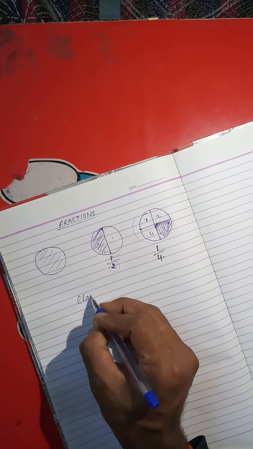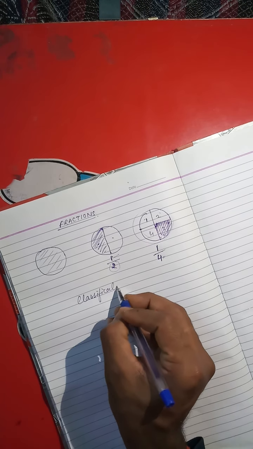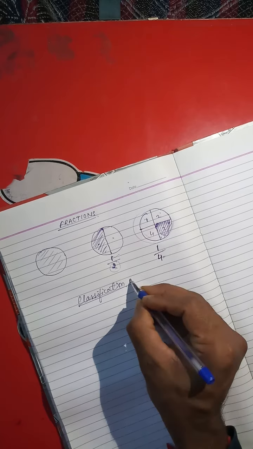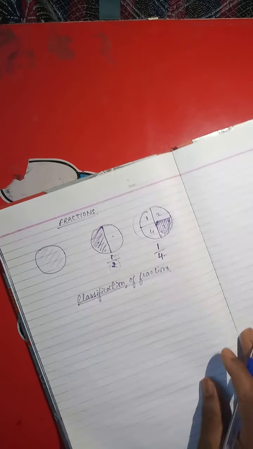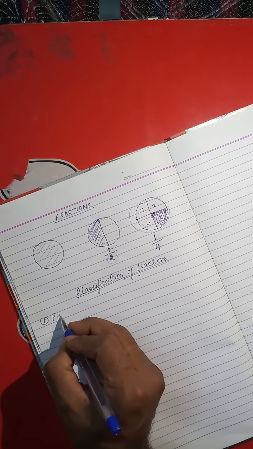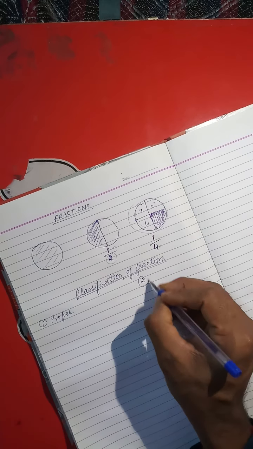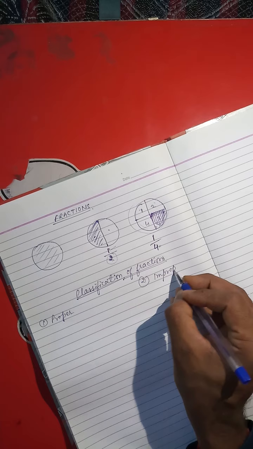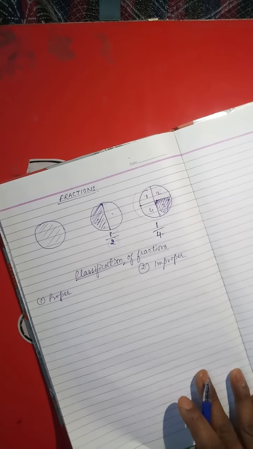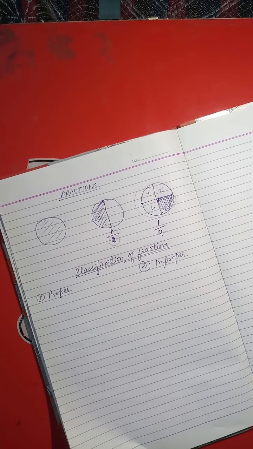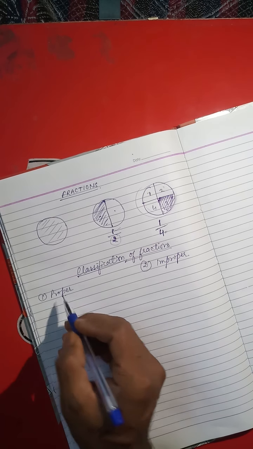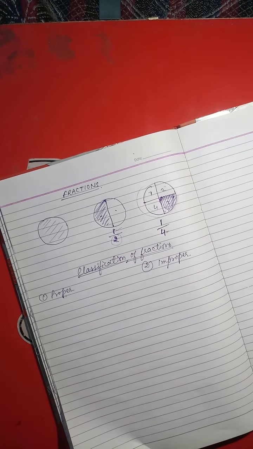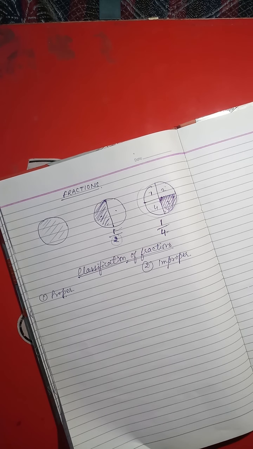Now, how will you classify the fractions? Classification of fractions. The types of fractions we have, the first one is proper fraction. The second one is improper fraction. Here we look first at the proper fraction. A fraction in which the numerator is less than the denominator. एक ऐसा fraction जिसमें numerator जो है वो denominator से छोटा होता है.